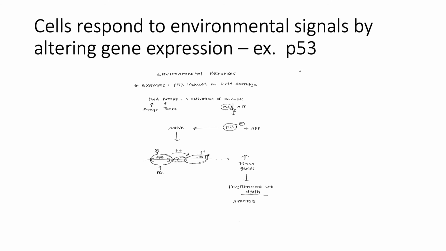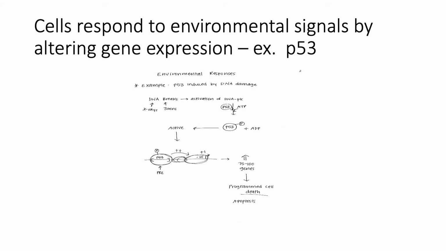DNA can be broken by various kinds of toxins, X-rays, UV light. In any case, you get broken DNA, and the cell doesn't like broken DNA. It wants to either repair it, or it will die through programmed cell death, because the goal is to eliminate cells that are severely damaged. And so, in response to these DNA breaks, you get the activation of a protein kinase, which is called DNA-PK, DNA-dependent protein kinase. This is a kinase that adds phosphates to proteins. One of those proteins is P53.